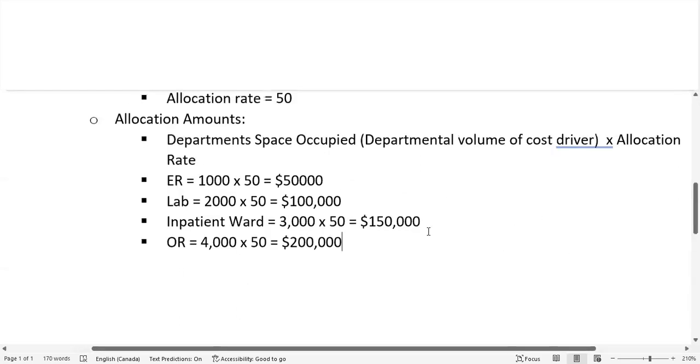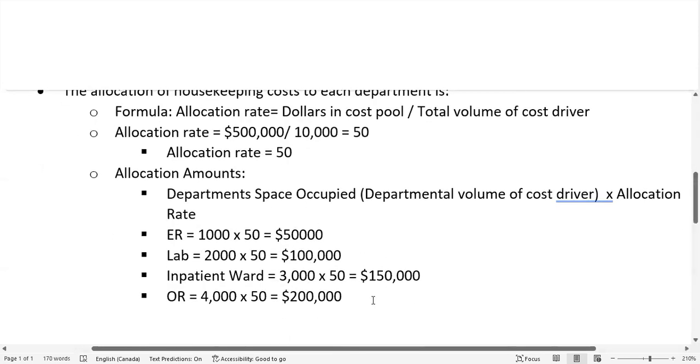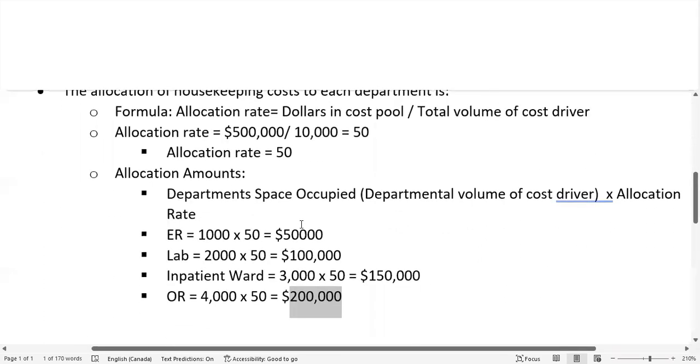Right? So based on this calculation, we can now allocate this specific amount for each department's allocation amounts.